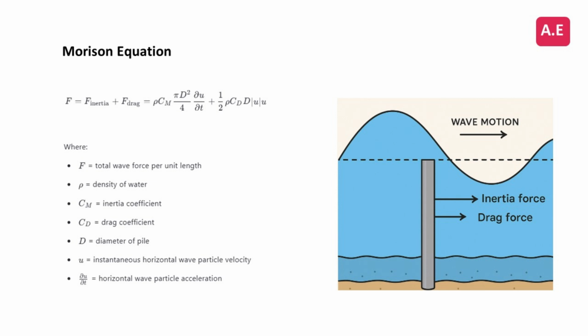This depends on the flow velocity squared, the fluid density, the diameter of the pile, and the drag coefficient Cd. Together, these two components allow us to compute the total wave-induced force at any point along the pile. This equation assumes that the pile is slender and does not significantly disturb the wave field, an important assumption when applying Morison's equation.